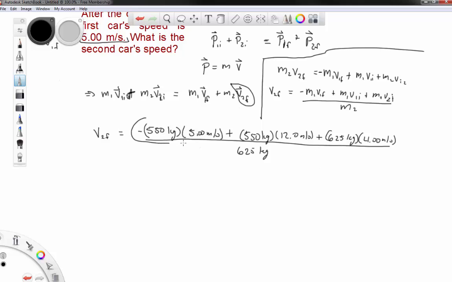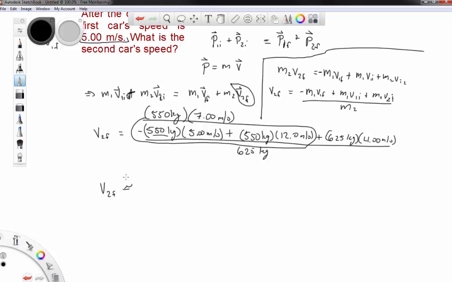We could, I suppose, collect these two terms since there's a like mass in both of them. And so collectively you have 12 minus 5, so this becomes 7.00 meters per second times 550 kilograms. So this means one fewer thing to throw into our calculator. So this plus this divided by this.